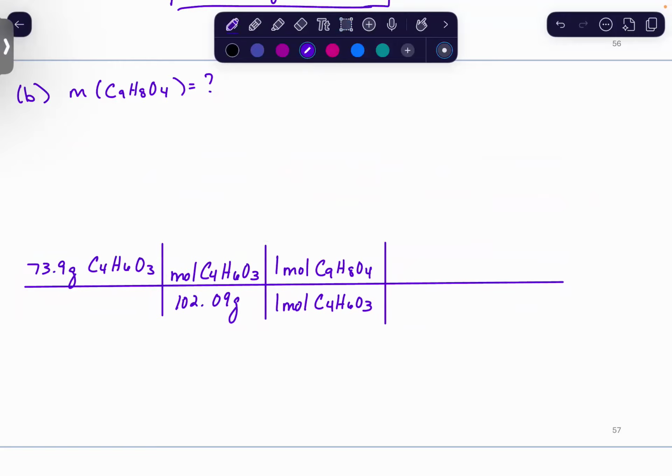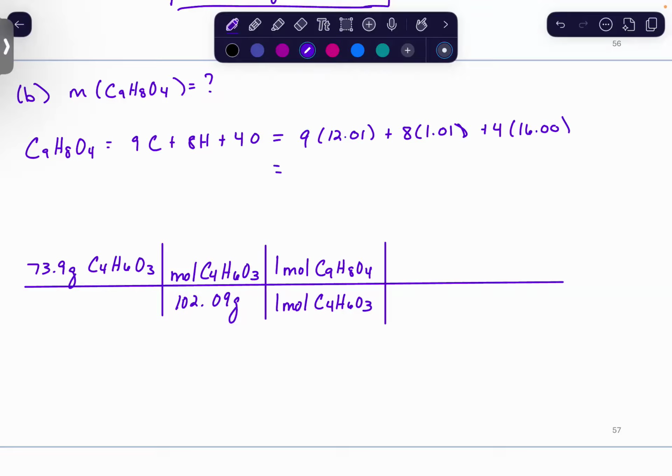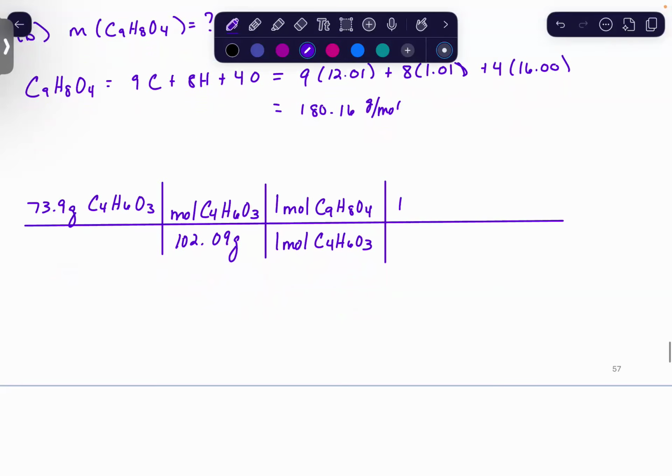So, okay, we don't have one of our molar masses. So let's figure out what that is. C9H8O4. It's going to be 9 carbons plus 8 hydrogens plus 4 oxygens. 9 times 12.01 plus 8 times 1.01 plus 4 times 16. This is going to give me 180.16 grams per mole for aspirin, so that's what I need here.